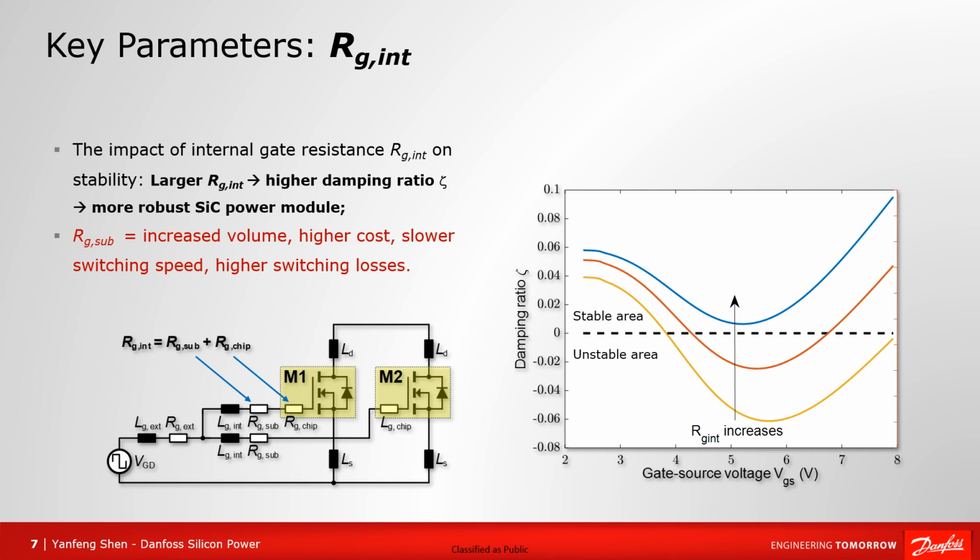The increase of the internal gate resistance RG-int is normally achieved by adding substrate gate resistors into power modules. However, these added substrate resistors substantially increase the volume and cost, slow down the switching speed, and result in higher switching losses. So, is it possible to operate in the stable region without adding any substrate resistors? Yes, the answer is to optimize the chip layout and package design.